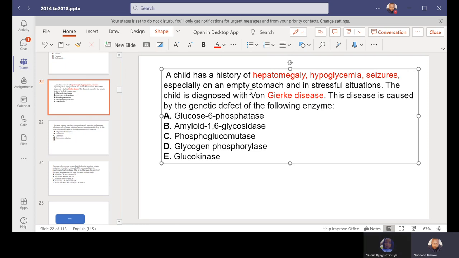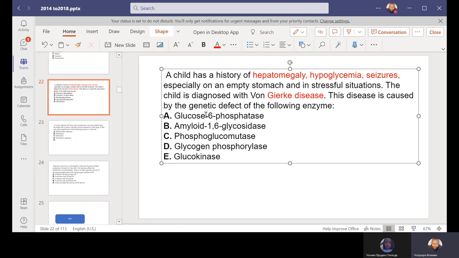By glycogenolysis, the breaking down of glycogen, we form glucose 6-phosphate. The first enzyme we use for glycogenolysis is called glycogen phosphorylase. It doesn't give glucose directly. It gives glucose 6-phosphate, a lot of them.